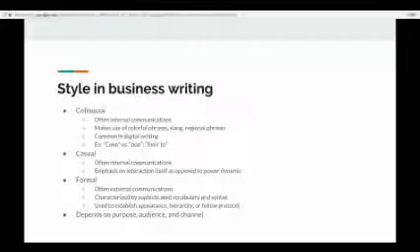Formal, this is often external communications. It's characterized by sophisticated vocabulary and syntax, and you establish a certain kind of appearance or adherence to protocol. You establish hierarchy in formal communication. And all of this really depends on the purpose of your writing, the audience that you're speaking to, and the channel, so the medium that you're speaking through.